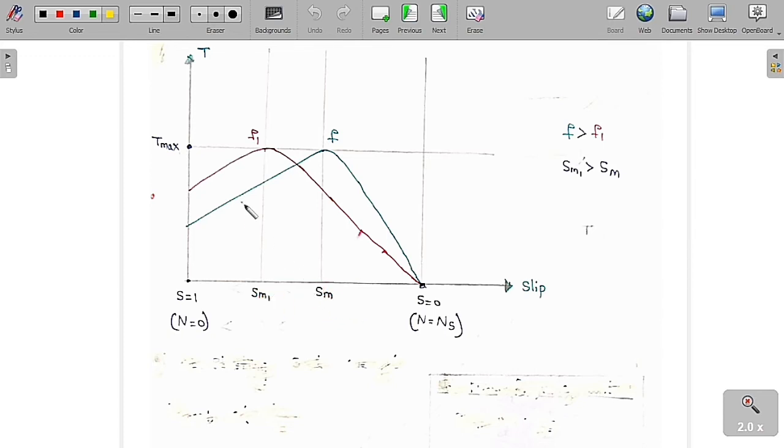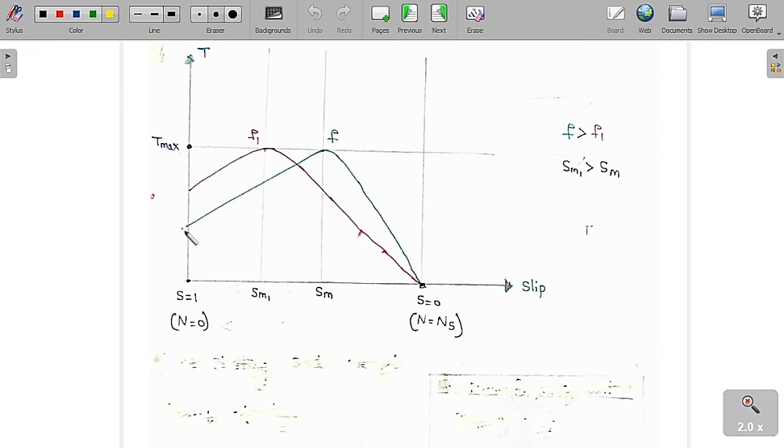So this is F1 and this is F. As the frequency increases, the rotor reactance increases and the slip at maximum torque will reduce. So this value will reduce, but the maximum torque is always constant. You can see clearly this is for this frequency and this is for the other frequency. This is the original frequency, and the frequency is now increased. So the graph is going to look in this fashion.